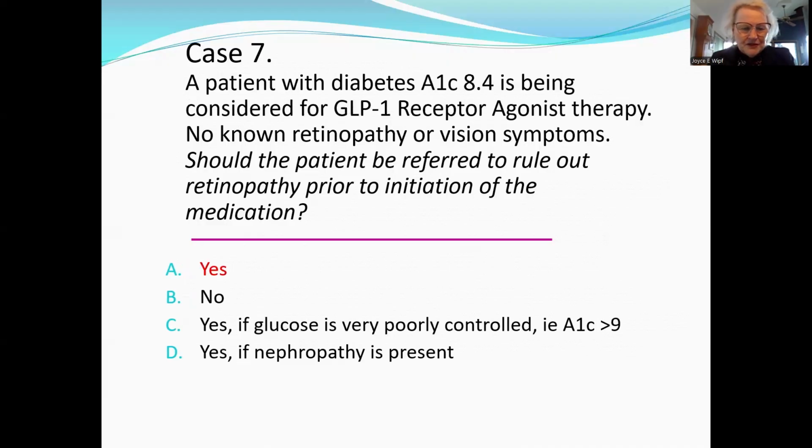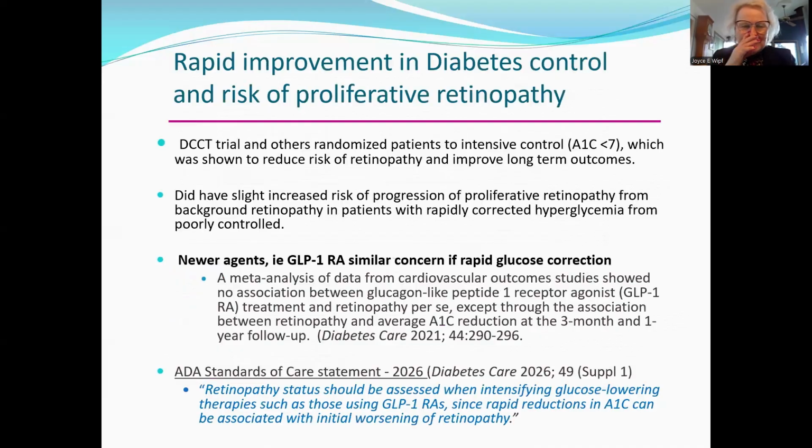So the right answer here is yes. And I'm not sure how widely known this is as a recommendation. The issue being raised by this question is when there's rapid improvement in diabetes control, how much do we increase the risk of proliferative retinopathy? So more than 30 years ago, the DCCT trial and others randomized patients to intensive control, which was then defined as A1C less than 7, which was shown to reduce the risk of retinopathy and improve long-term outcomes.